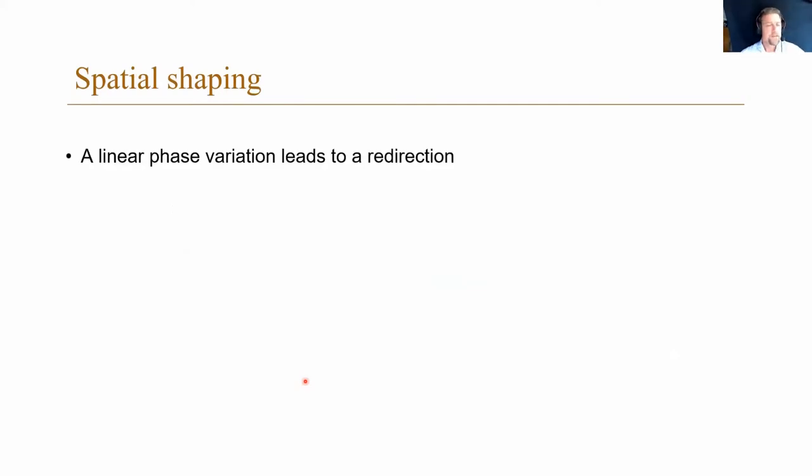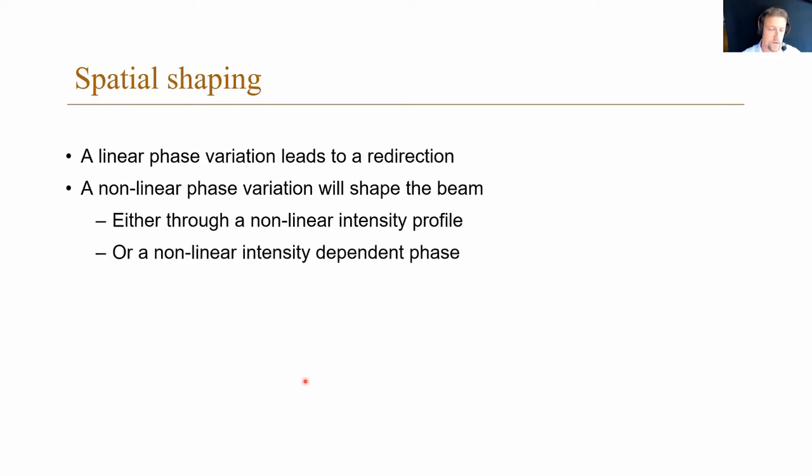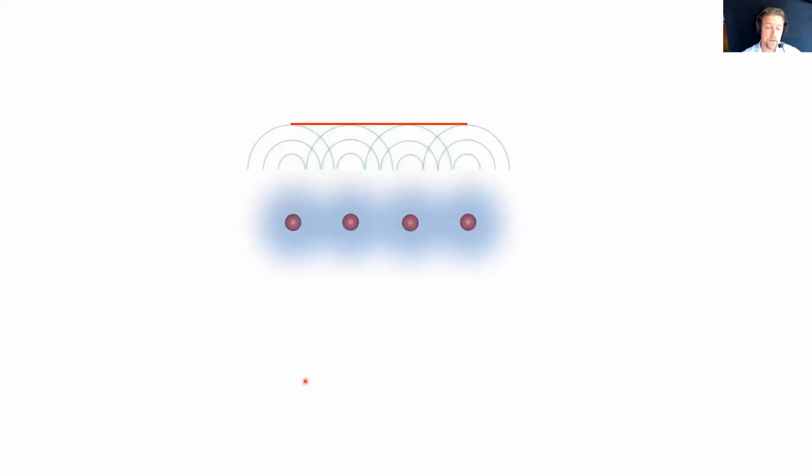Can we use this for spatial shaping? Well, if we have a linear phase variation, the only result we will get is that it leads to redirection. However, if we have a nonlinear phase variation, we can start to shape the beam. We can defocus it or focus it how we like. This could be done either through a linear or nonlinear intensity profile. We change the intensity of our IR field, or if there is a nonlinear intensity dependent phase. If the Stark shift depends nonlinearly on the intensity, it will reflect in the spatial profile of our redirected light.